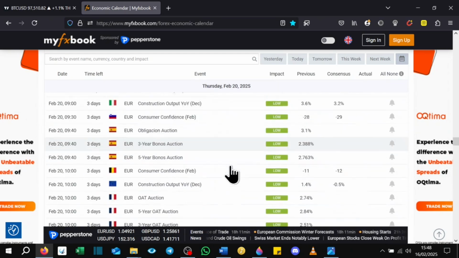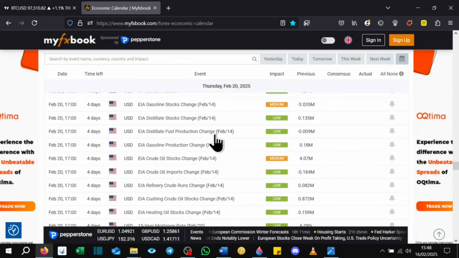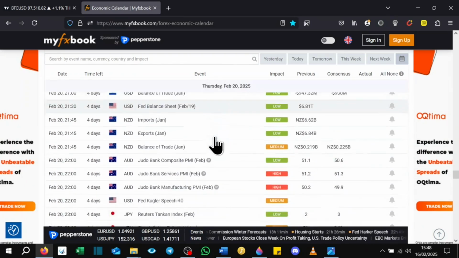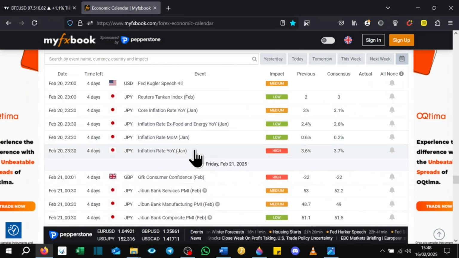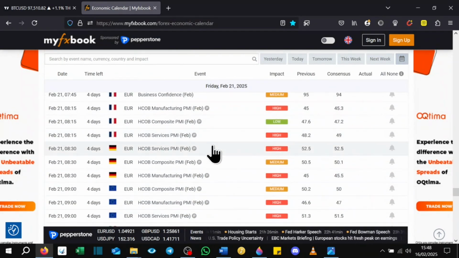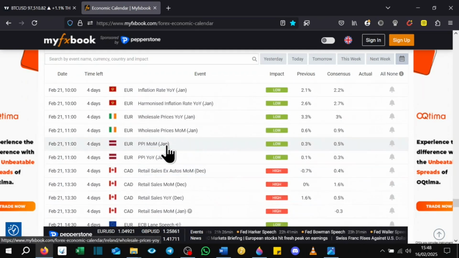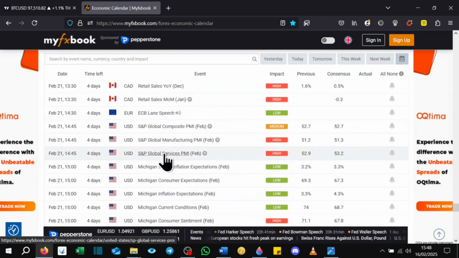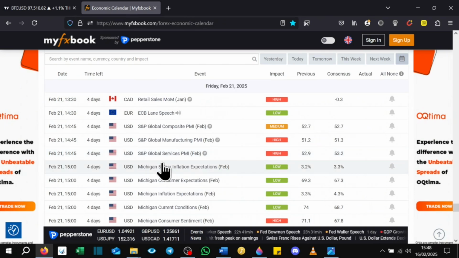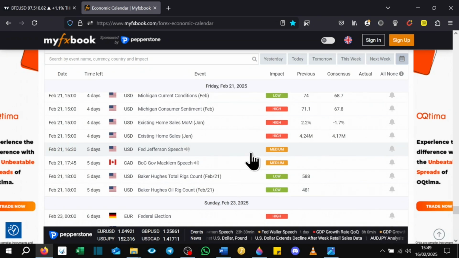Thursday, there's red folder news for the US. And Friday, GBP red folder news, Euro red folder news, again GBP, and then some US. So Friday might be a busy one. There's some more red folder news there, so we will see.